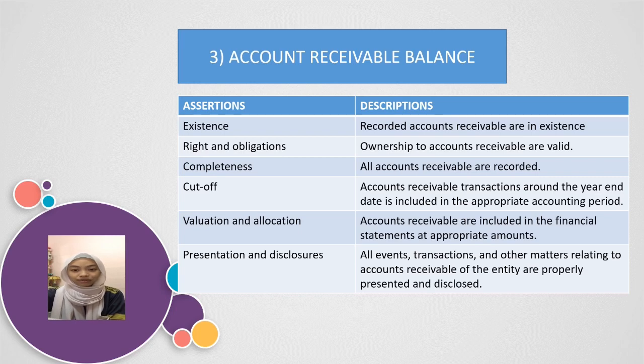The fourth one is cut off. The account receivable transactions around the year-end date are included in the appropriate accounting period. The fifth one is valuation and allocation. The account receivable are included in the financial statement at appropriate amount. And the last one is presentation. All events, transactions, and other matters relating to the account receivable of the entity are properly presented and disclosed, which means that the disclosure of assets and liabilities are relevant and easy to understand.